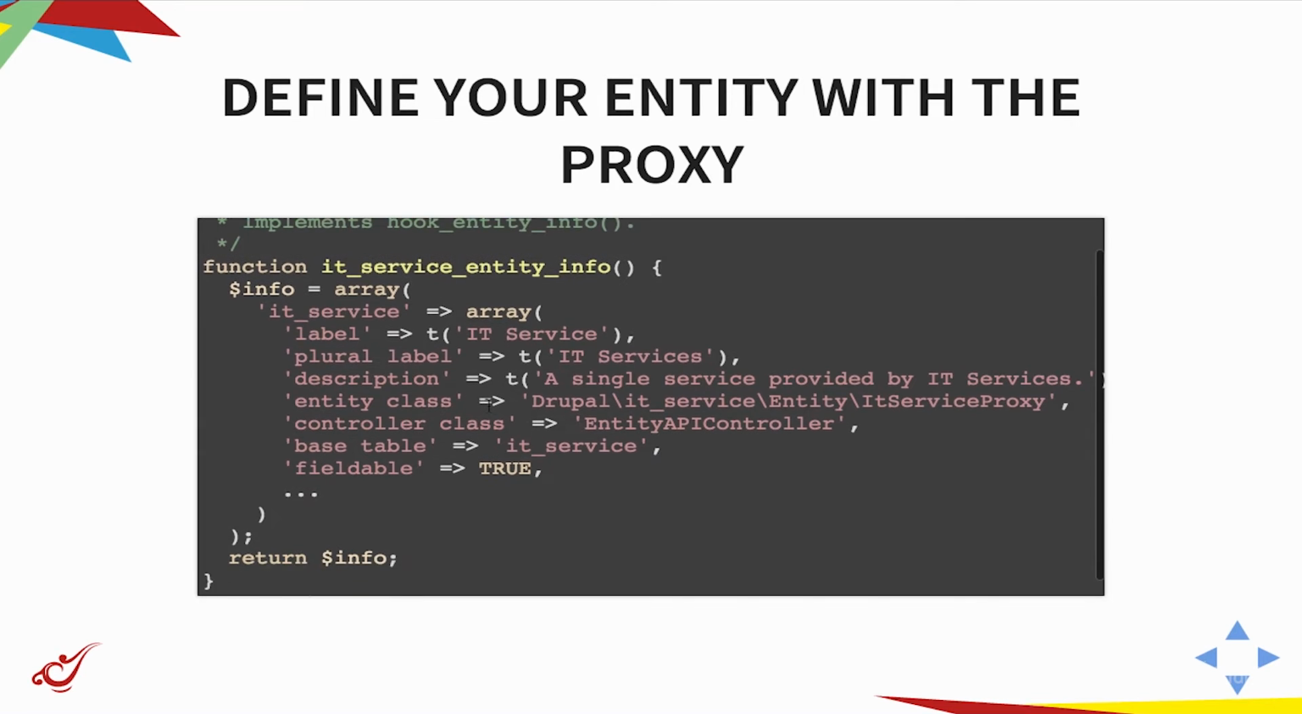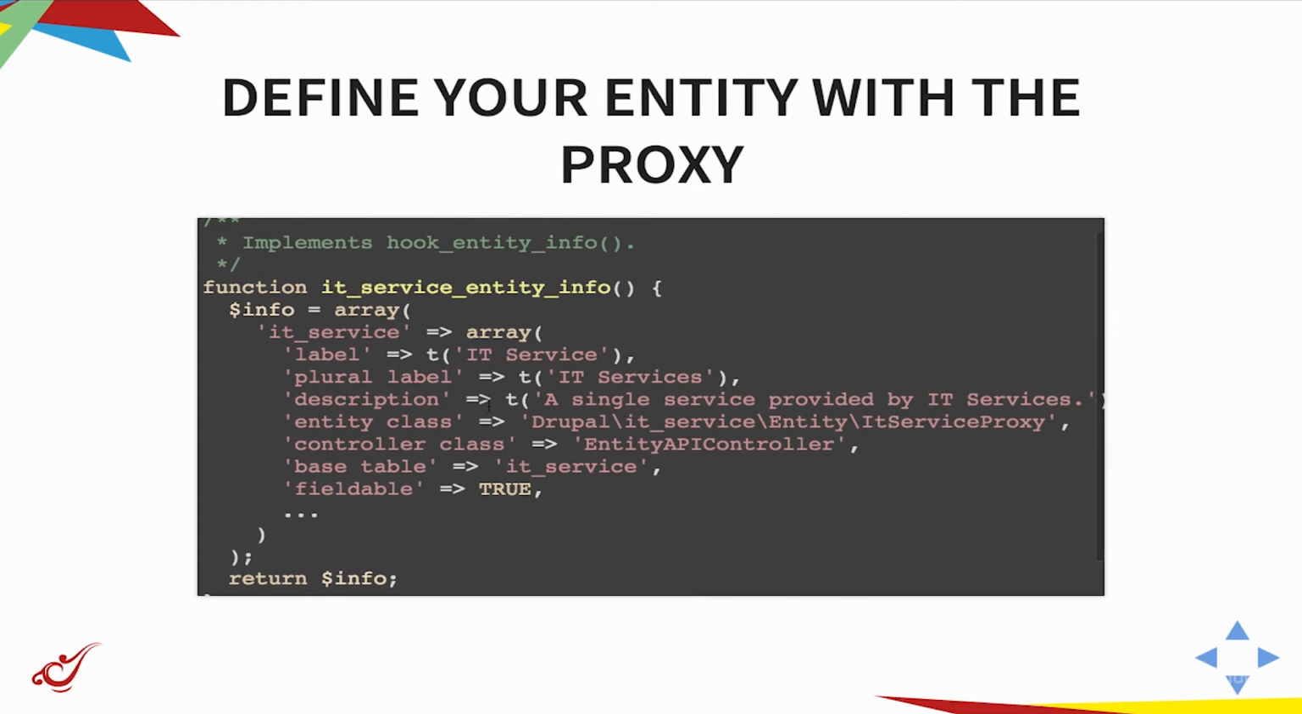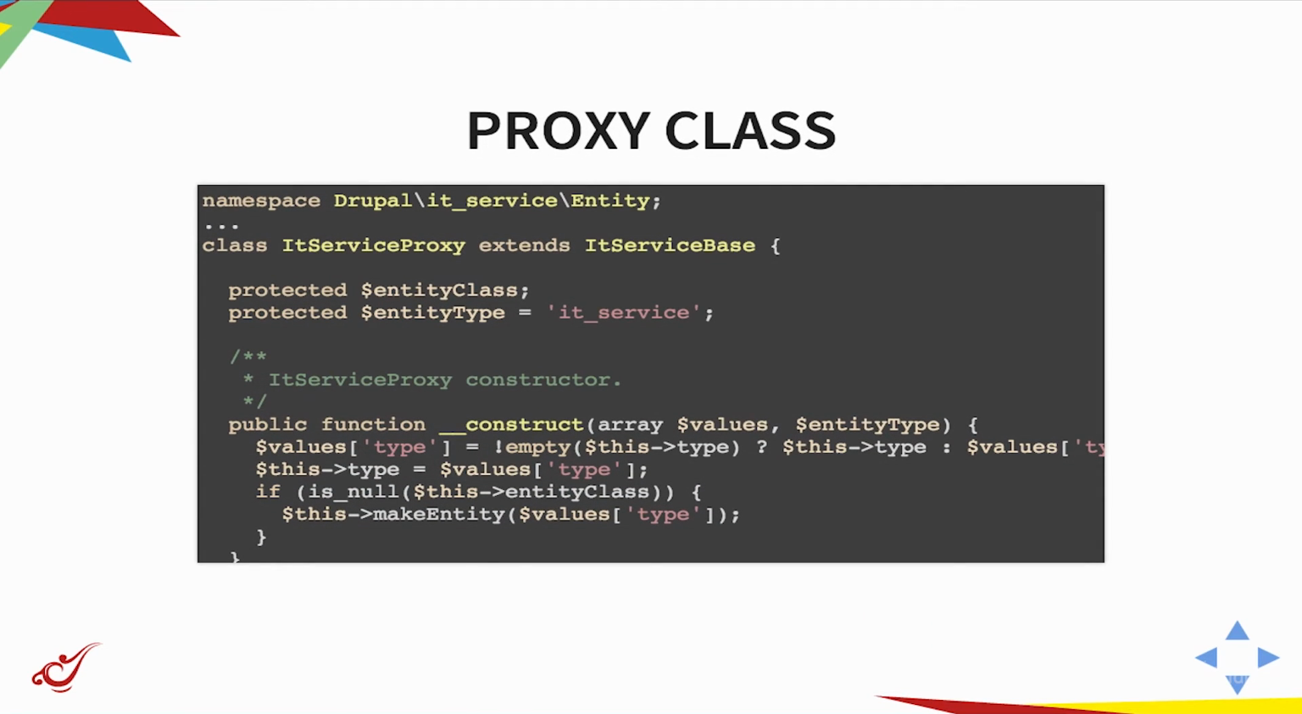Let's see, can I scroll this? That's all that's there, okay. And so you can see here, I'm defining an entity class here, and this is the PSR-4 namespacing going on, but we have a class here that we're defining called IT Service Proxy. And so if I look at the actual IT Service Proxy, this is what the constructor looks like.